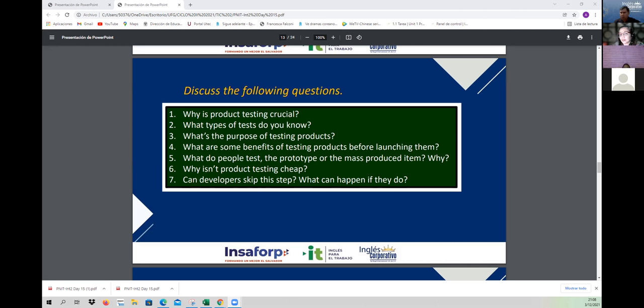Why isn't product testing cheap? Because it's an investment. The investment for the process that you need to do before the launch.